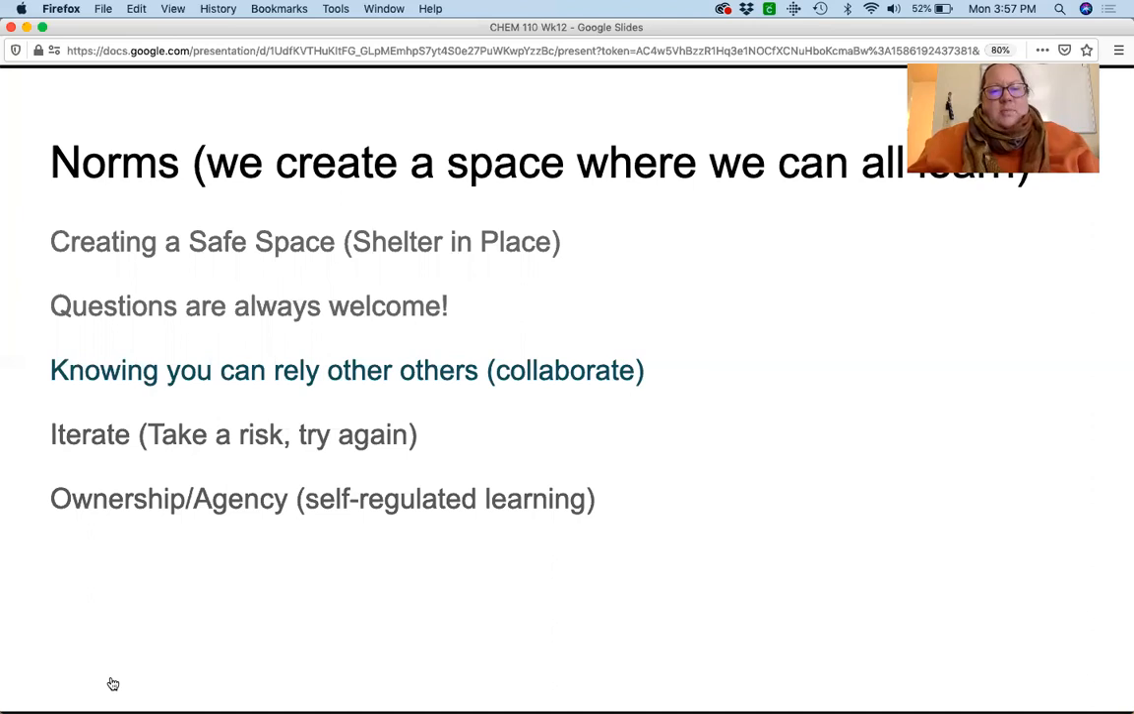And then probably one of the pieces that I think you will see develop over time is this idea of ownership or agency. Our goal in Chem 110 is to institute strategies that hopefully you will personally adopt and choose to use on your own, even if it's not something that's required of you in a class, because it supports your learning and your own success.